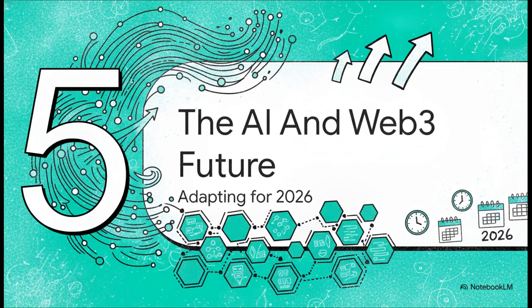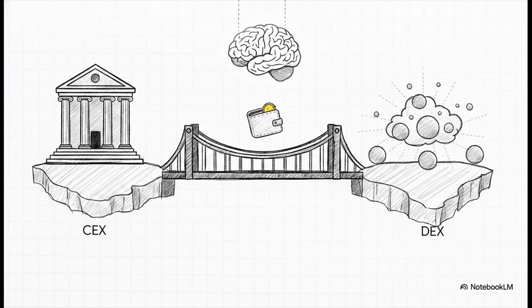And finally, Section 5, the AI and Web3 future. Launching an exchange today just isn't enough. You really have to look ahead to the 2026 landscape, where platforms must adapt or they're going to face rapid obsolescence. Industry experts pretty much all agree that the modern architecture of an exchange has to support hybrid models. We're moving toward a reality where Web3 wallets seamlessly bridge centralized exchanges with decentralized finance protocols.